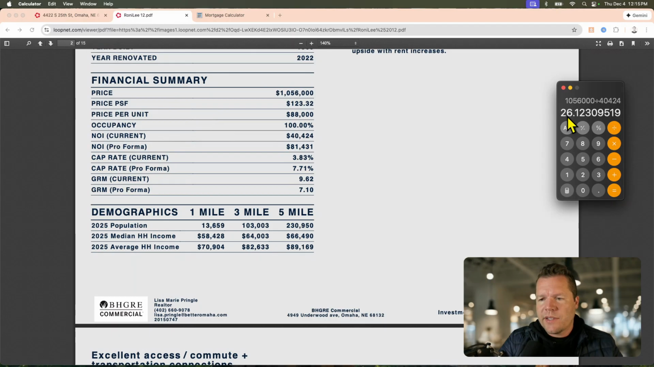So the asking price is 26 times what their net operating income is. And that's just, I got to tell you, that's not a good number, not at all. You want that to be like 10.